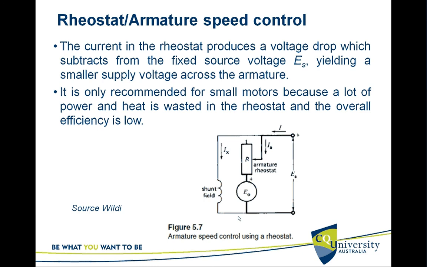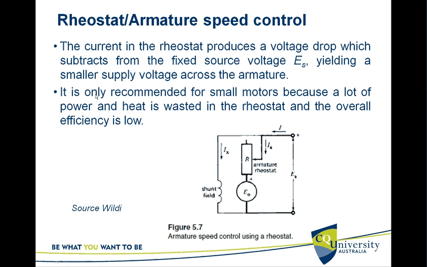What you do is you got the shunt field of the machine. The current in the rheostat produces a voltage drop which subtracts from the fixed source voltage ES, yielding a smaller supply voltage across the armature. So this is the supply voltage which supplies, in this case, both the shunt field and also the armature winding. So when you have the rheostat, by changing the rheostat position, you can easily control the current going into the armature, but the field current will be constant.